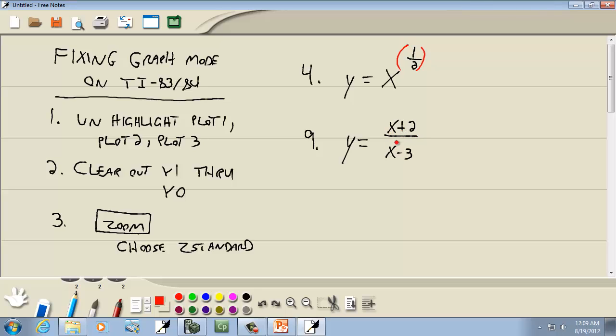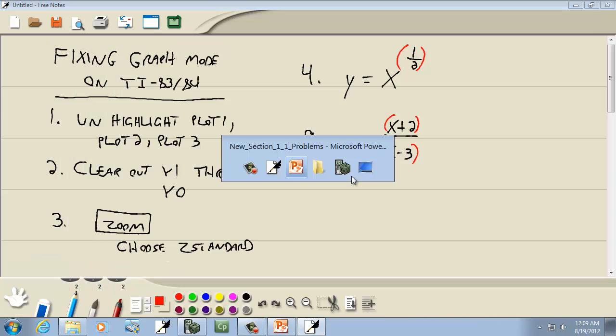How do you graph it when you got a fraction? And specifically, you have more than a single x or single number in your numerator or denominator, top to bottom. Well, if you have more than a single x or single number, you have to put parentheses around top and/or bottom. So put parentheses around the x plus 2 and parentheses around the x minus 3. And we'll graph it exactly as you see it.